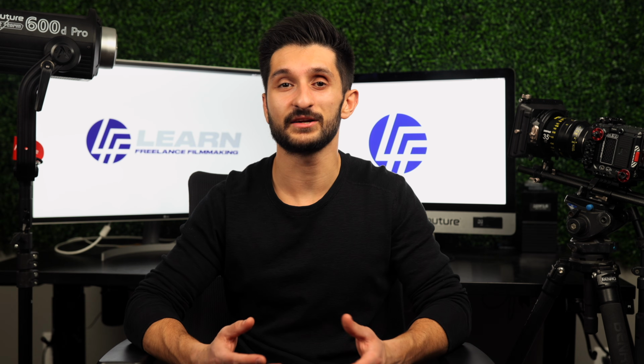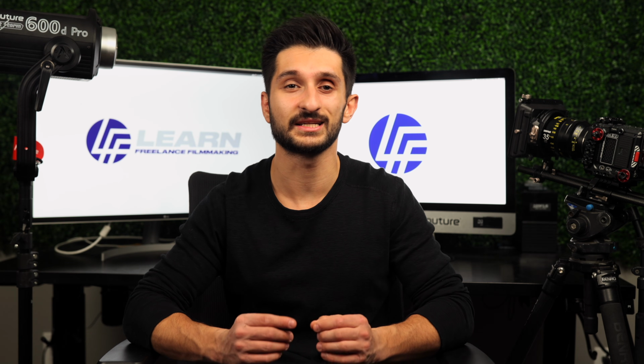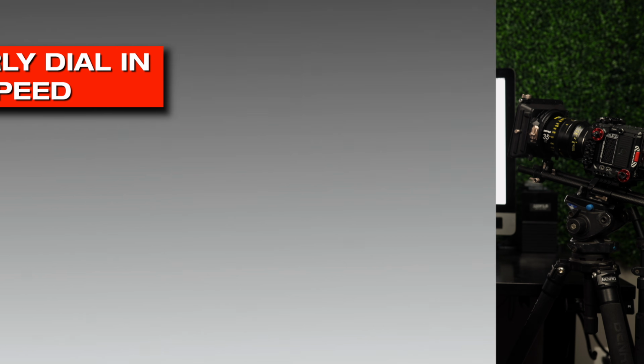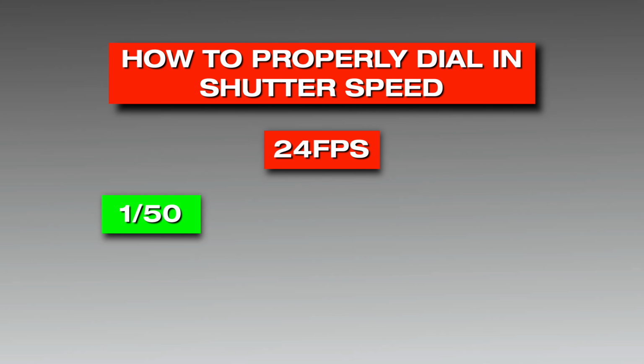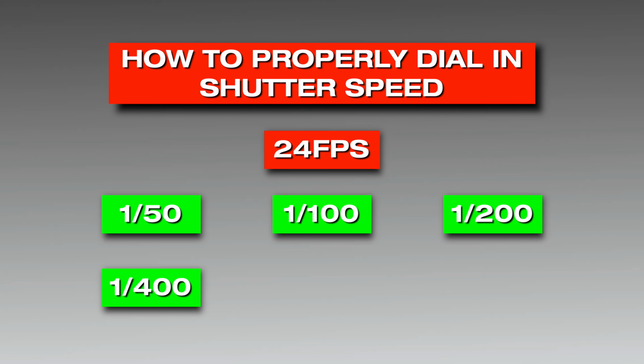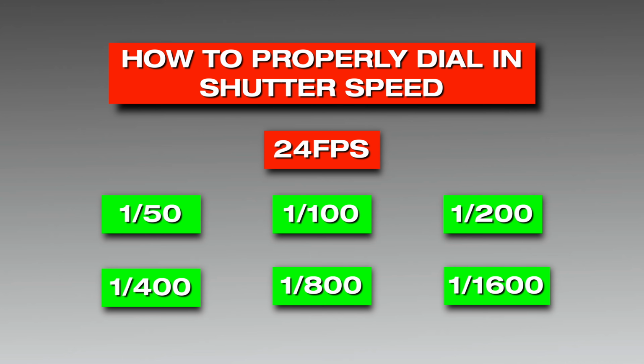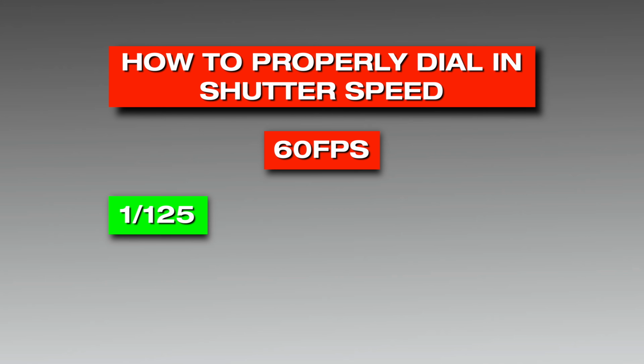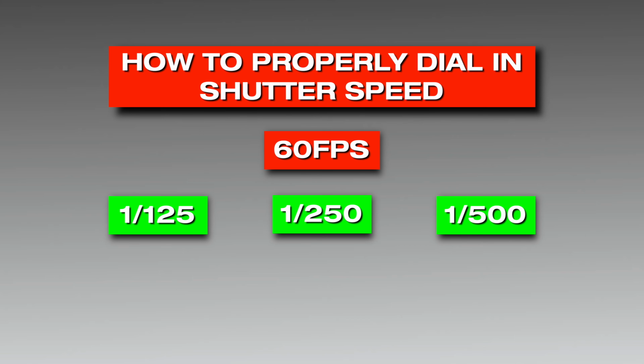So to properly set your shutter speed values to keep your shots looking cinematic, you want to keep doubling your shutter speed. For example, when filming in 24 FPS, you will start at 1/50 shutter. Doubling this will get you to 1/100. Doubling that will get you to 1/200, then 1/400, 1/800, 1/1600, and so on and so forth. Another example would be filming in 60 FPS. You would start at 1/125 shutter speed. Doubling that will take you to 1/250. Doubling that will take you to 1/500, and so on and so forth.